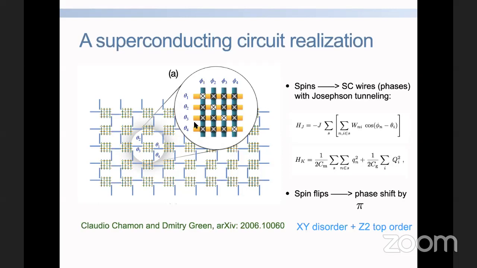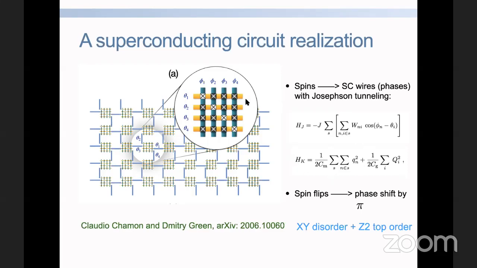They put this in this kind of waffle geometry, and each waffle is essentially a star. And then you have 4 gauge wires with the phase labeled by theta, and then 4 matter wires with the phase labeled by phi. And now the spin couplings here are replaced by the so-called Josephson couplings, right? So the Josephson couplings are still encoded by this Hadamard matrix.